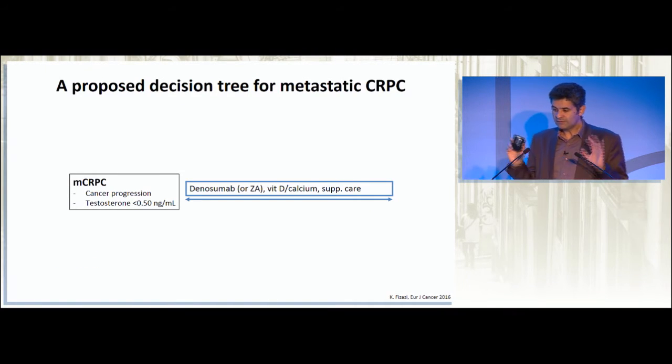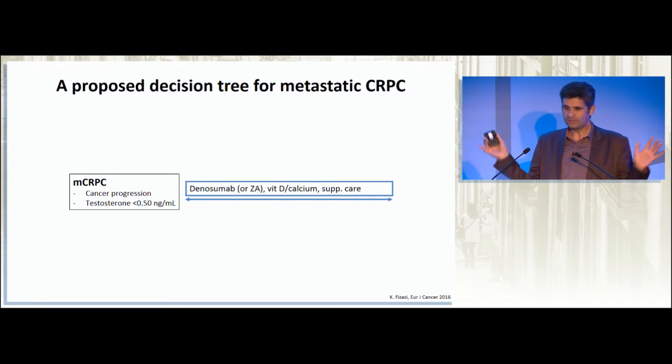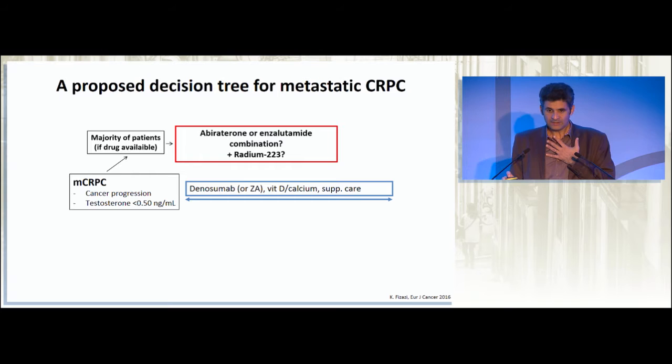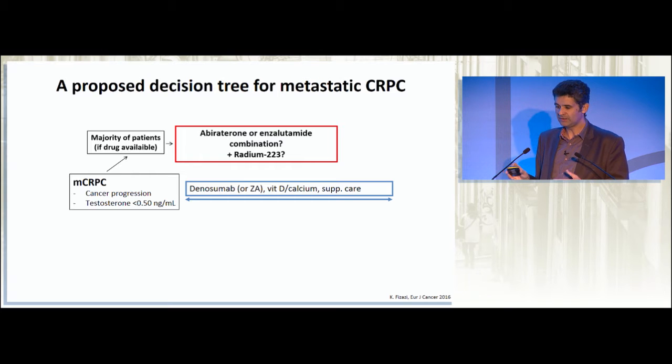So let's look into the crystal ball, and this is just a bet. What could be the future? Let's say in 3–4 years from now. I think that we will still be using abiraterone or enzalutamide, perhaps in combination. To be honest, I don't think we will use them together, but perhaps more together with radium-223, as Noel explained to you. But we'll see.